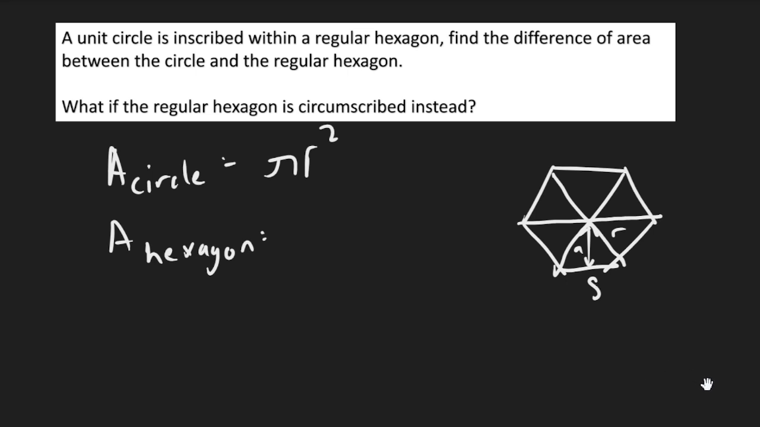So what is the formula? From here, we can notice that it is equivalent to the area of the six smaller triangles. We have 6 times 1 over 2 AS. A is the vertical length and S is the side length. So we have 3AS. How to express A and S to each other? Okay, so let us take a look.